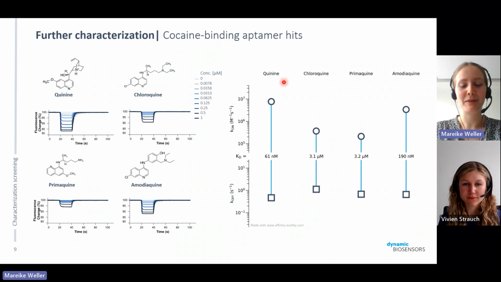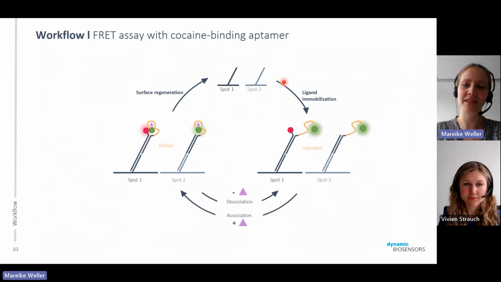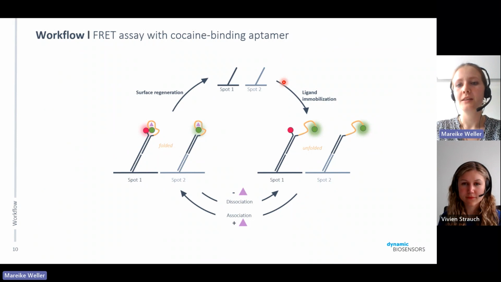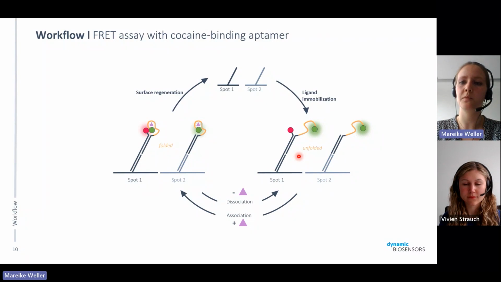Since I teased you at the beginning that we can also measure conformational changes, I will, of course, come to this and explain a little bit more again the setup which we developed for measuring the conformational changes. As I mentioned in the beginning, we now have the two dye system on our surface. We have on spot 1 the red dye, and we have at the end of our aptamer a green dye. To form a FRET pair and get transfer of the energy from the green to the red dye, they need to be in very close proximity.